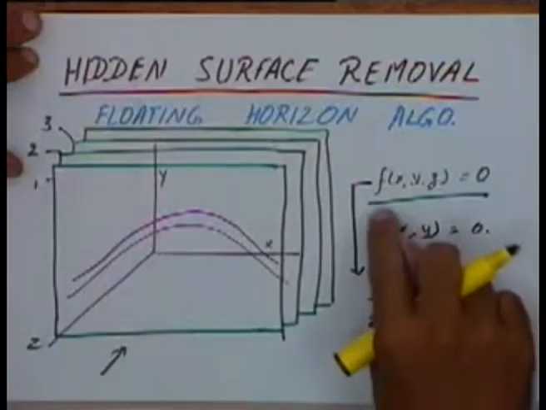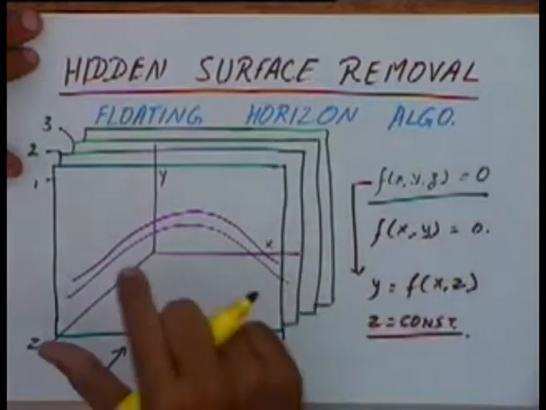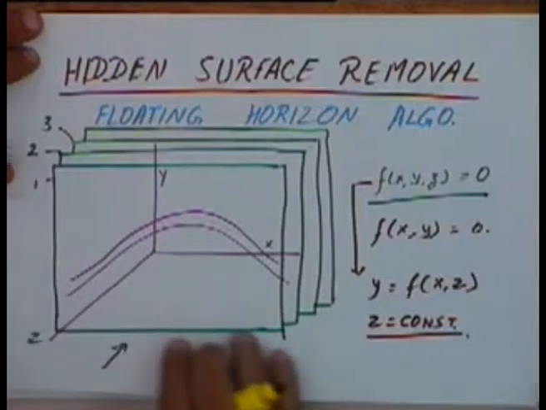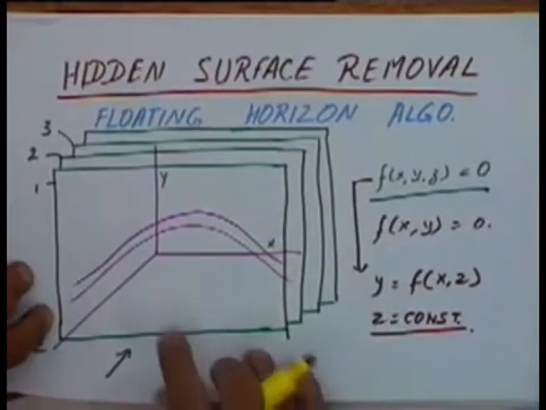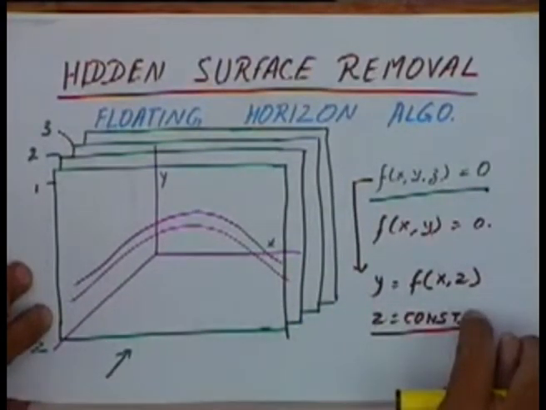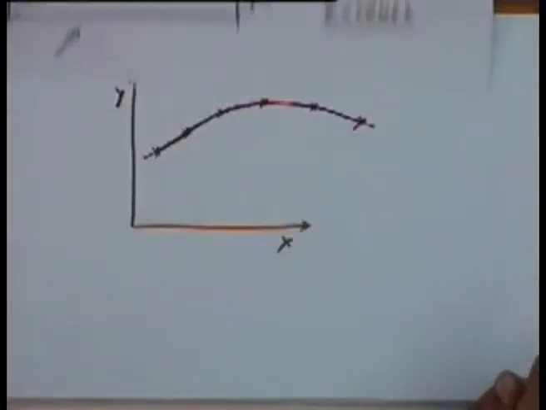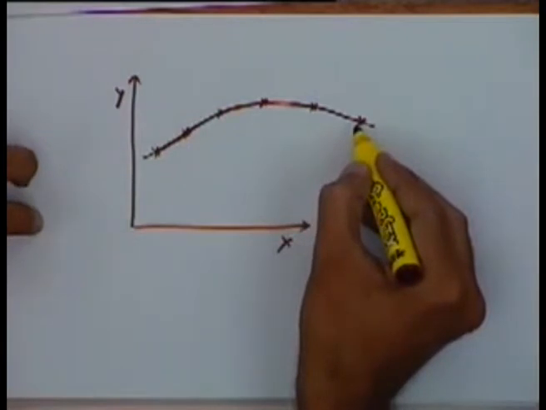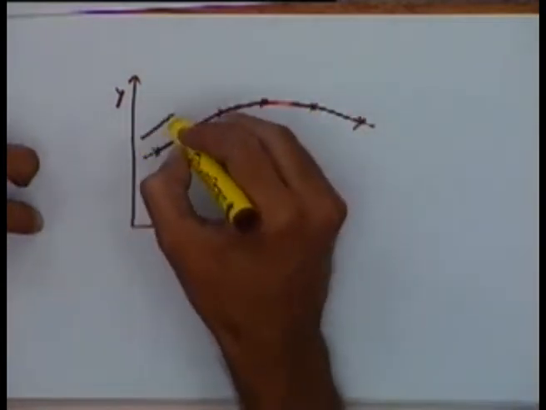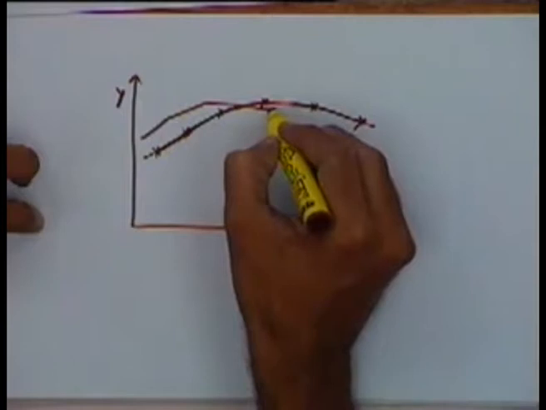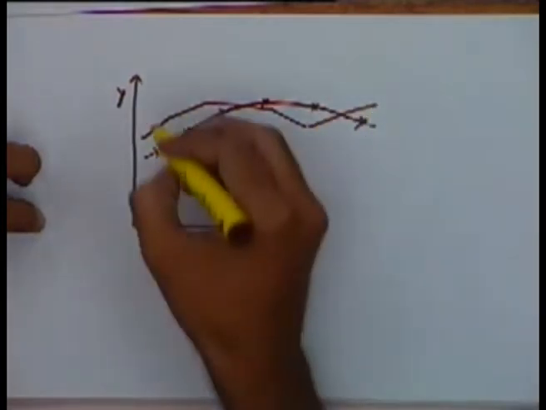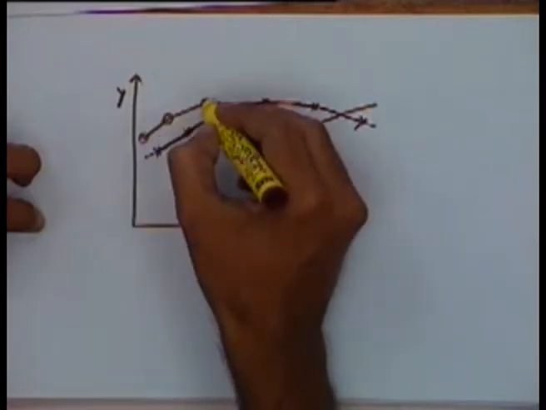If this curve is not a mathematical equation like this, but is a set of discrete data points, okay, then this algorithm might not be directly useful. Okay, because let's say my one curve is like this. Now the next curve is again a set of straight lines which might be something like this. These are my data points for the next curve.